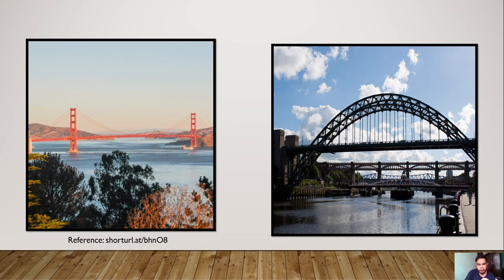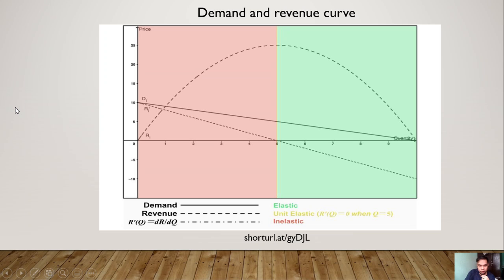So as you can see here, we have two pictures of two bridges, not two different bridges. And as you observe, a curved line is incorporated in their design. Now let's move to the next picture. The next picture shows the graph of demand and revenue. And the graph of the demand and revenue is also a curve.